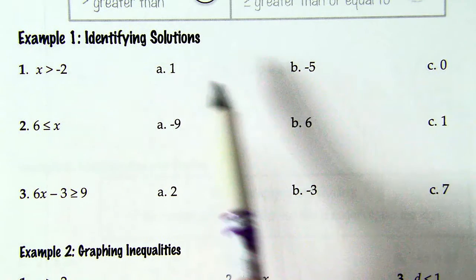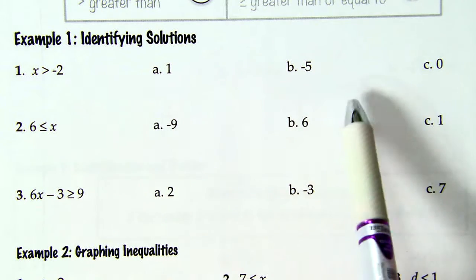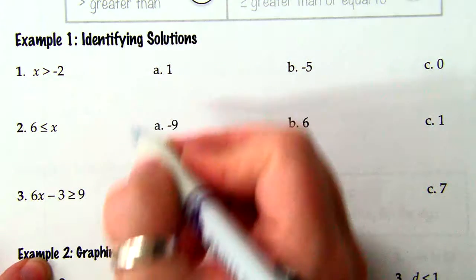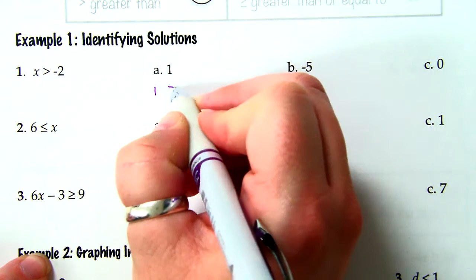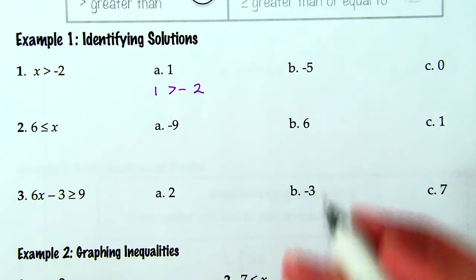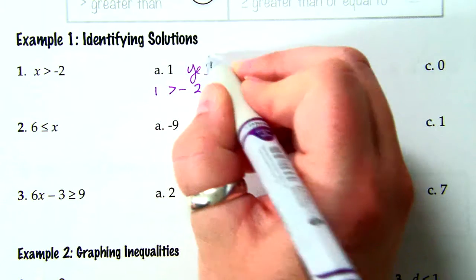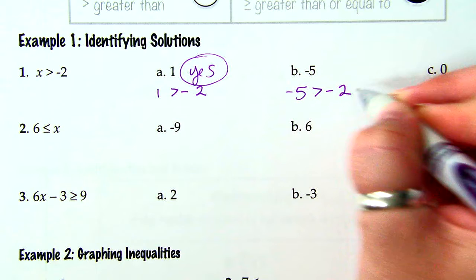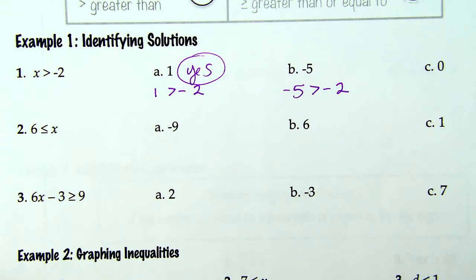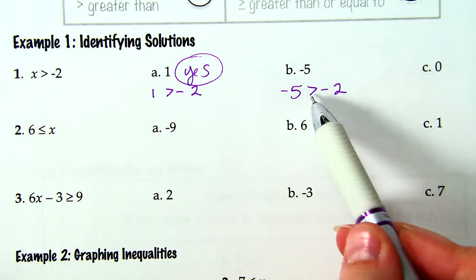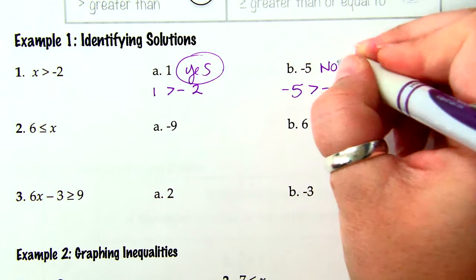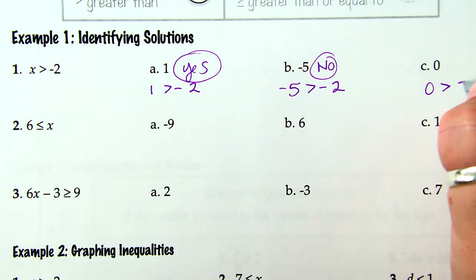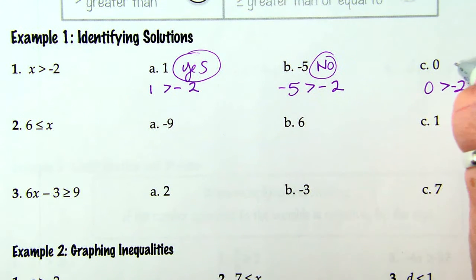This is not multiple choice. It's does this one work, does this one work, does this one work? So it's yes or no on each of them. On number 1, we're plugging in 1 for x. Is 1 greater than -2? Yes, it is. So 1 is a solution. Just put yes. Now we're checking -5. Is -5 greater than -2? If you're not careful, the negatives might confuse you some. -5 is smaller than -2, so this is a no. Make sure you think a little bit harder about those negatives. 0, is that greater than -2? Yes. So 0 is a solution.